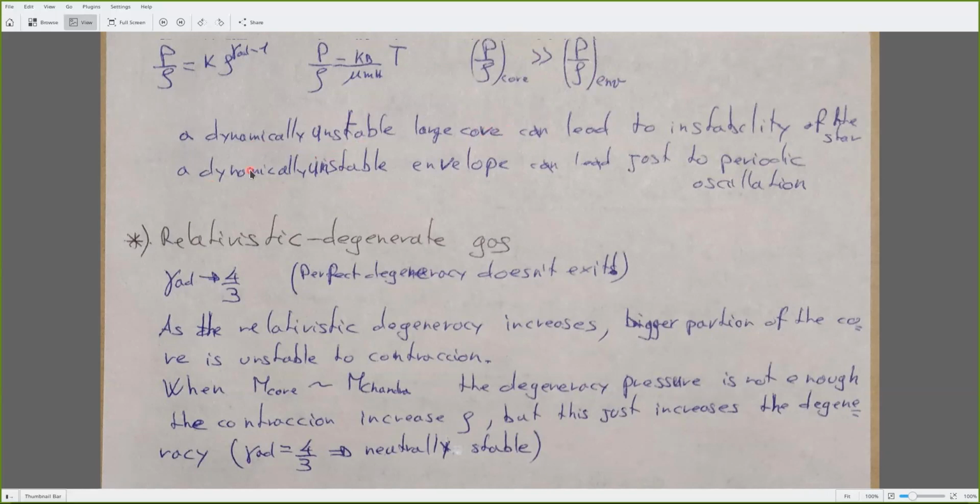Why? The dynamic instability of the envelope can just lead to a periodic oscillation. That is what we saw in the periodic stars. We have an instability just in the outer layer, not disruptive. It's not a problem. It doesn't cause destruction of the star, but stays just there. Or sometimes the dynamic instability of the envelope can lead to some mass loss, but not disrupt the star, just the envelope.